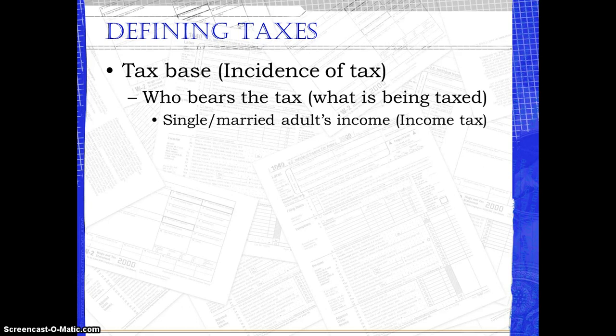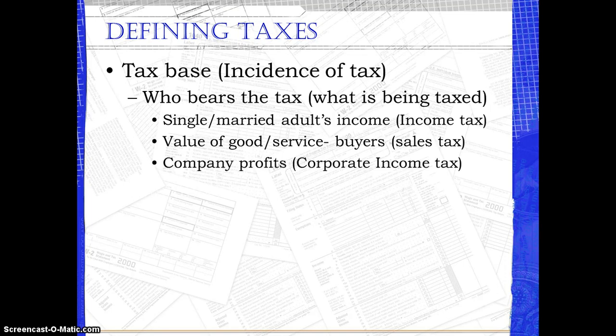Some adults file as single, some file as married, some file joint, some file separately. You could ask your parents about how they file their income taxes based on the income that they're paid from their job. Additionally, the federal government and state and local governments can collect a sales tax. That is based on the value of the good or service that the buyer purchases. So it only affects those people and those items that are purchased. In addition, the government collects corporate income tax, which taxes the company's profits. So this is every U.S. corporation from Apple to Bank of America, etc.